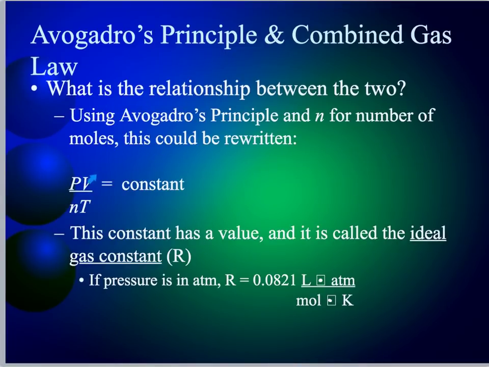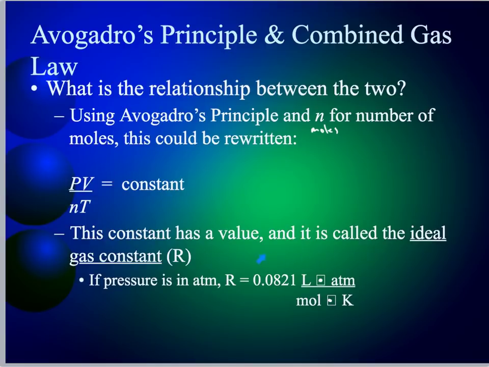Okay, so if we have PV over T, where could we put Avogadro's Principle in here? Using Avogadro's Principle and n for the number of moles. So n is the number of moles, right? And you guys know how to calculate moles given mass. This could be rewritten as PV over n times T. So where does moles fit into the equation? It fits in on the denominator, right next to temperature. PV over nT is equal to some constant. So now, pressure times volume divided by moles times temperature gives us a constant.